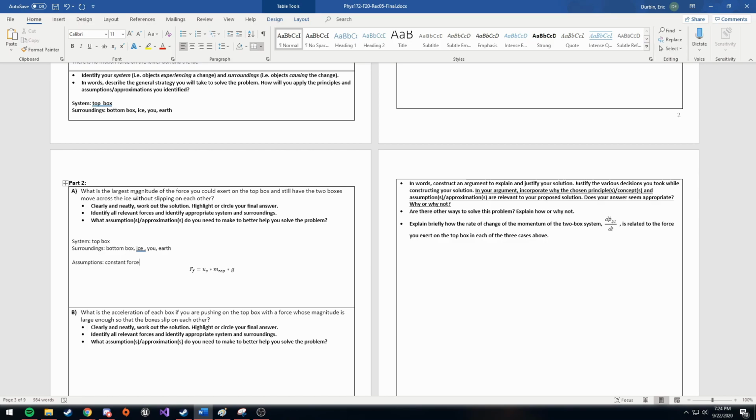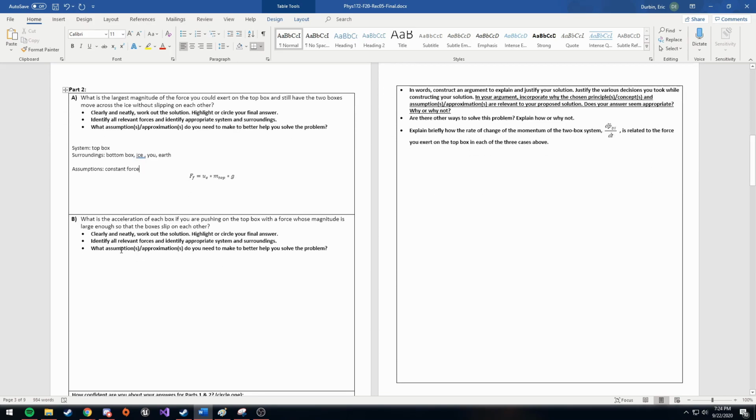Great. Does everyone get that? Yes. Does everyone agree? Yes. Okay, then we are going to move on to part B. Part B is, what is the acceleration of each box if you are pushing the top box and you are greater than the force we just talked about in the previous answer? What is the acceleration? So what is the net force if they're moving?